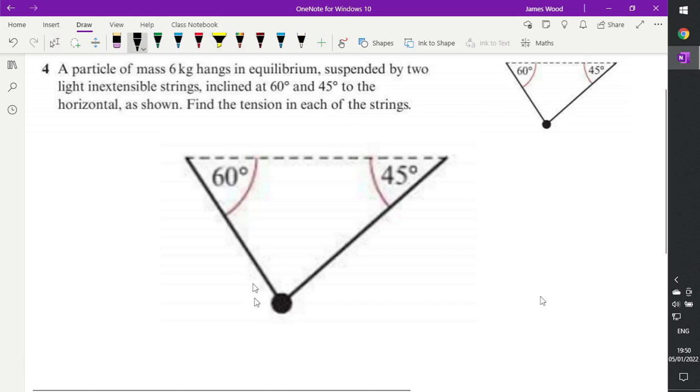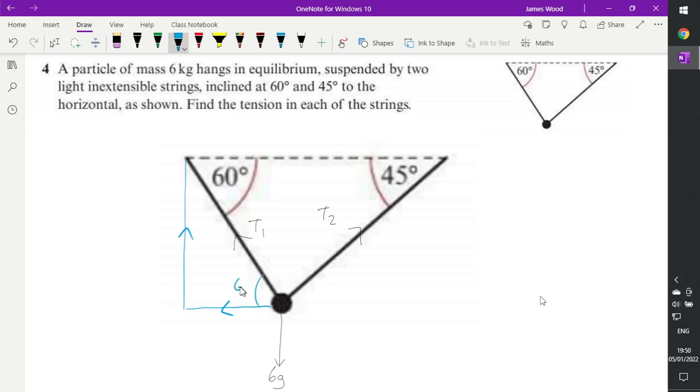And it says the mass is 6 kilograms, so we can draw the weight on straight away. So that's 6g. Then we've got two tensions. I'm just going to call it T1 and T2. Now we're going to resolve them in the same way as we did before. So split up like this. Now this angle here, for the same reasons before, like a Z angle or an alternate angle, this is 60 degrees. This force here then must be T1 sine 60. And this force must be T1 cos 60. Do the same on the other side.